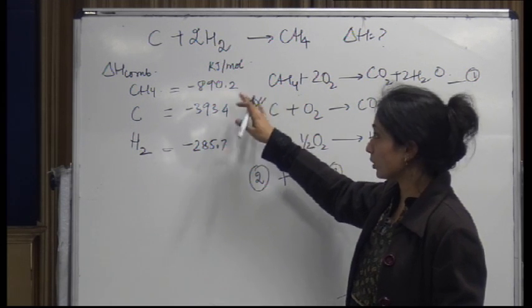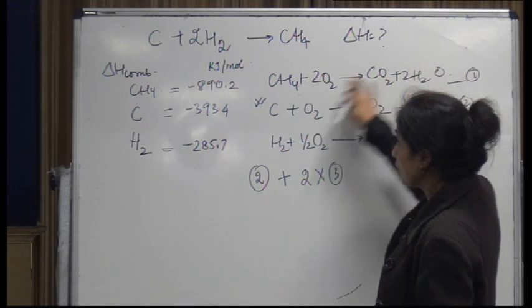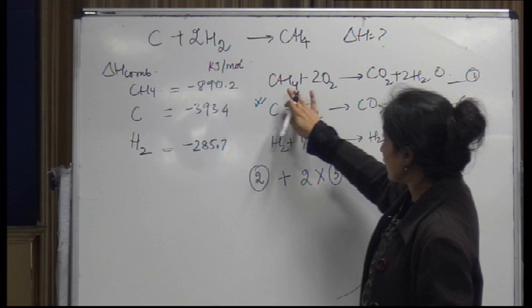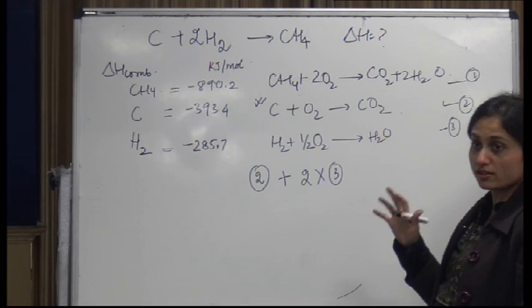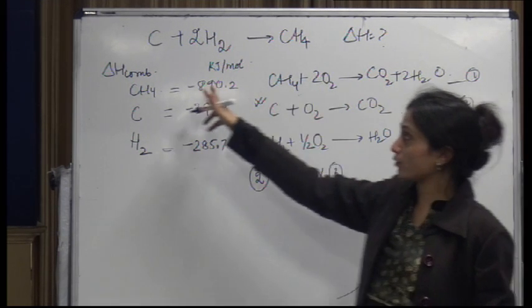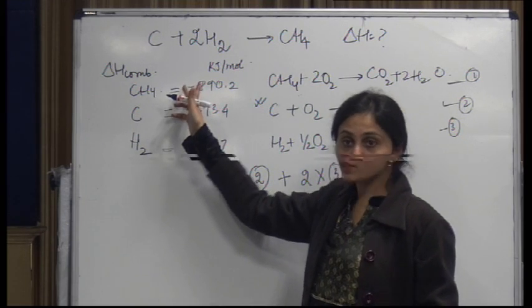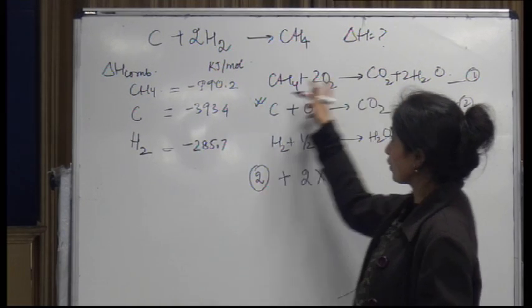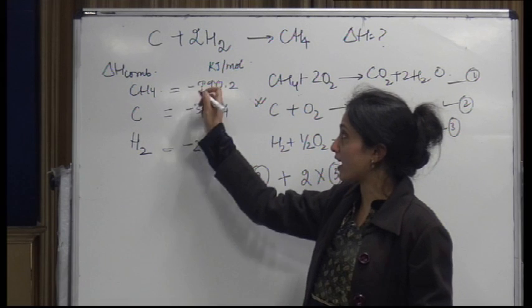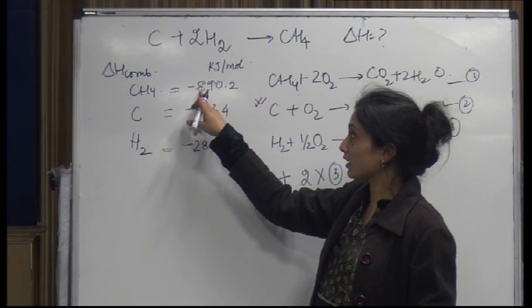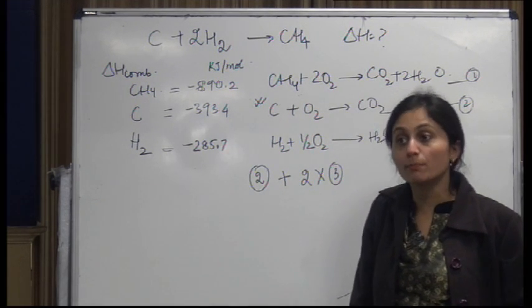So there are two ways: either reverse this reaction. When you reverse this reaction, I mean make the reactants the products and products the reactants, then in that case you will have to change the sign. Because if you take CO2 plus 2H2O giving CH4 plus 2O2, that would mean that your enthalpy change will be plus 890.2.